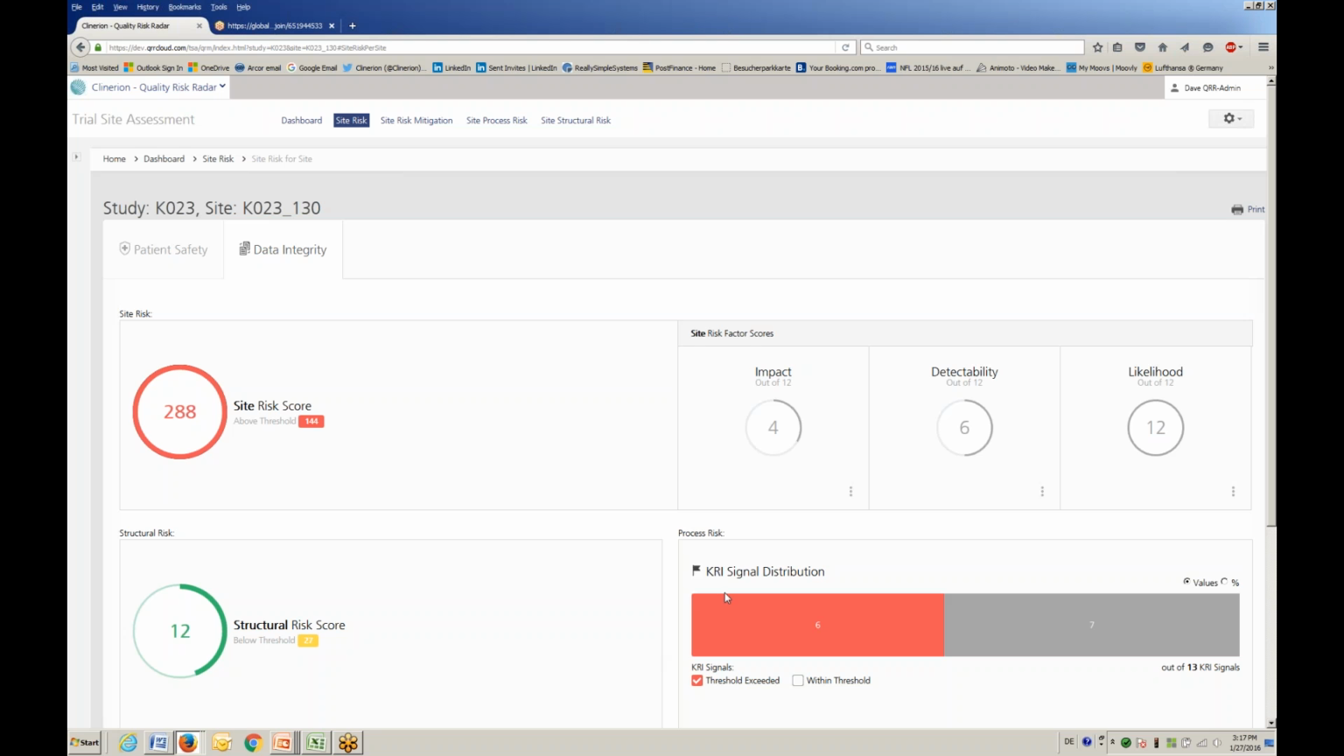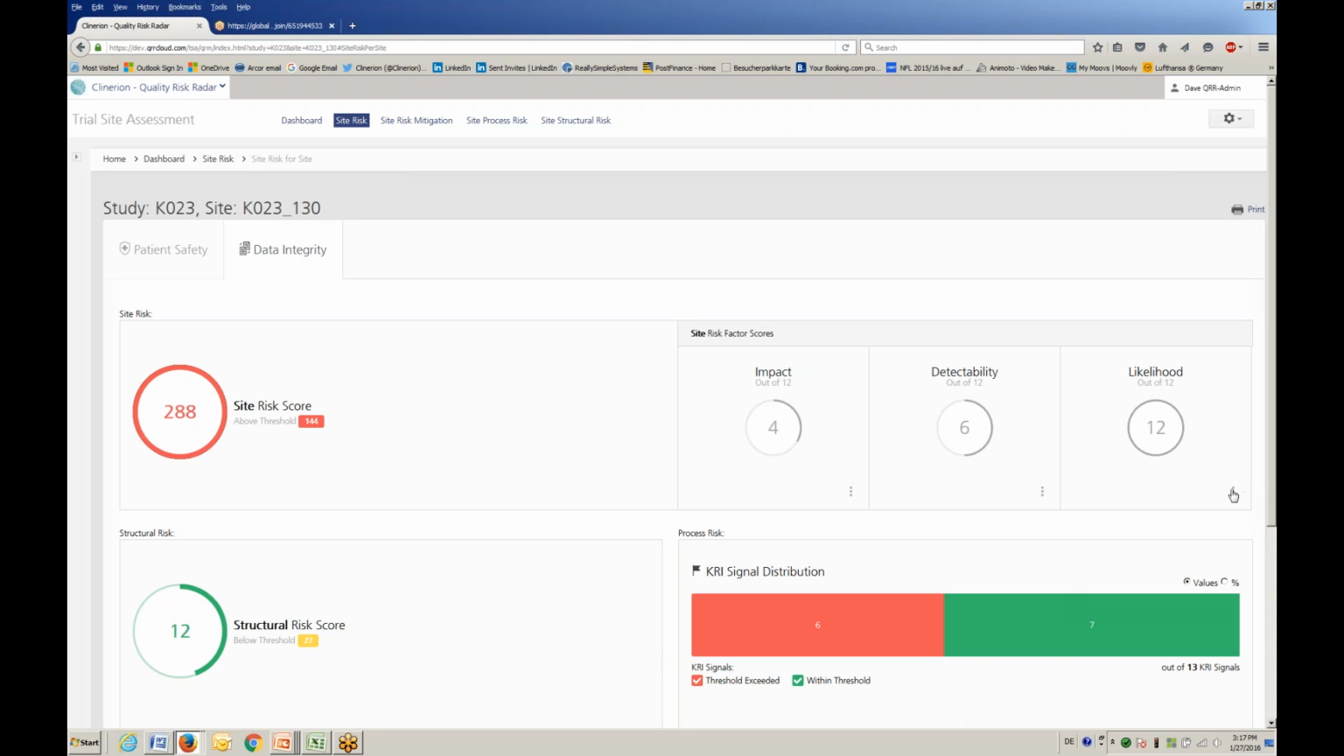However, if we come over here to the right and look at the process risk, we can see that out of the 13 KRIs which were calculated, 6 of those went beyond their quality threshold. And as a result of so many of those process risks going beyond that, what that essentially did together was to arrive at an overall high risk. Consequently, the system is drawing our attention to this site.